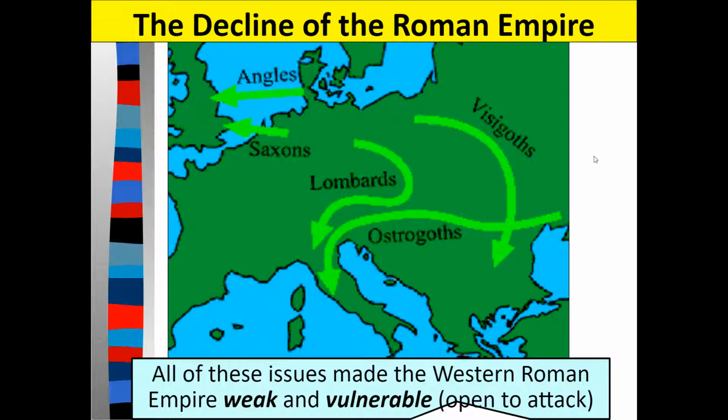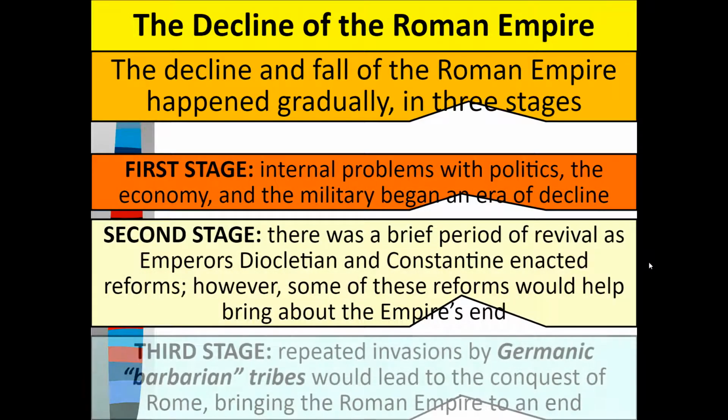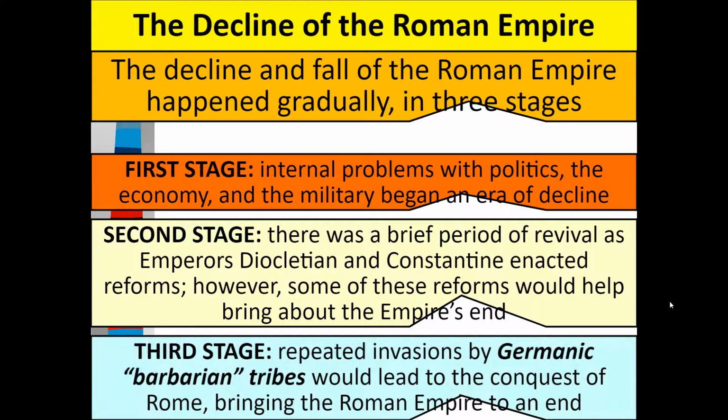So these Germanic crews come rolling in, and that's going to give us our third stage. And we will talk about that next week, right? That's those Germanic barbarian tribes that are going to lead to the conquest of Rome and bring the Roman Empire, at least in the West, to an end. The Eastern Roman Empire will last a good deal longer.